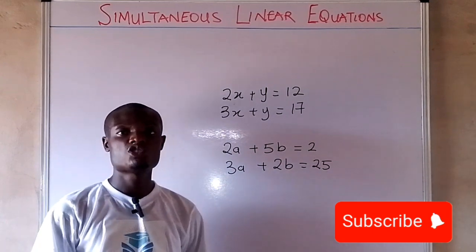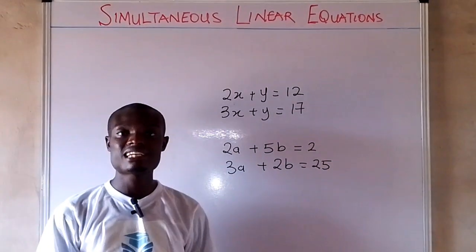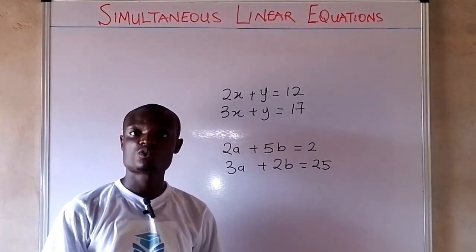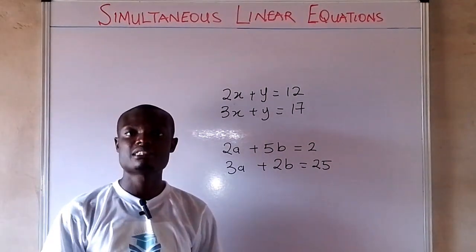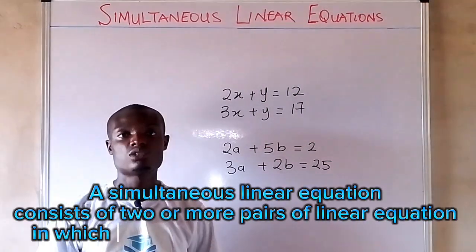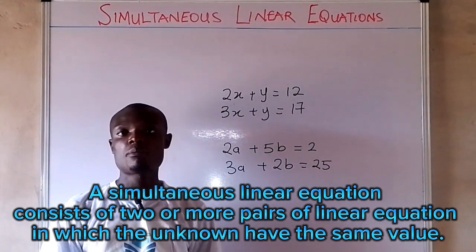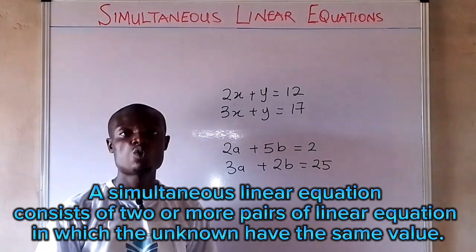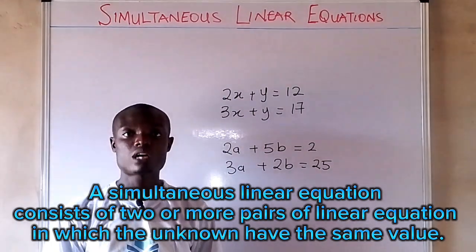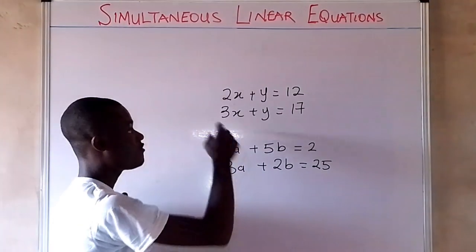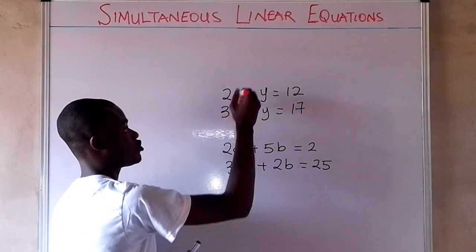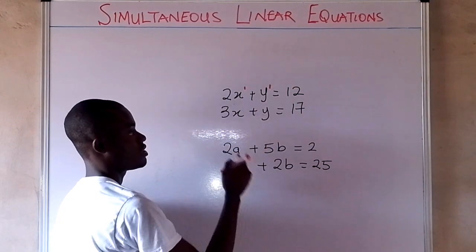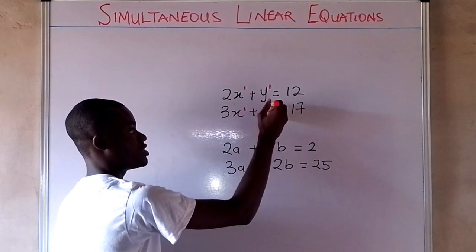Before we look at calculations under the simultaneous linear equation, it is important to understand what a simultaneous linear equation is. In mathematics, a simultaneous linear equation consists of two or more pairs of linear equations which have the same unknown. And what does that mean? We have this pair of linear equations. If we look at this equation, the power of x here is 1, the power of y is also 1, the power of x is 1, the power of y is 1.